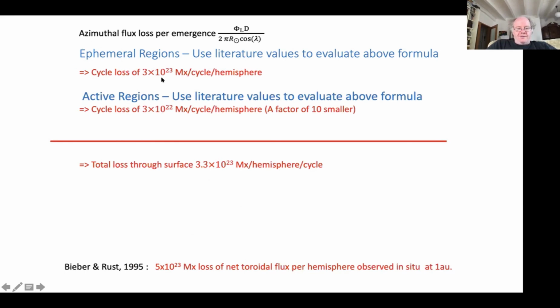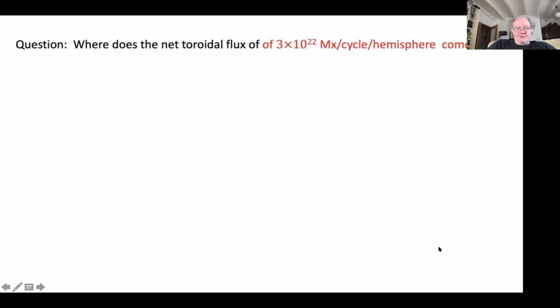So again, 3.3 times 10^23 Maxwells per cycle per hemisphere, from the remote sensing instruments looking at the surface of the sun and analyzed by lots of very patient people in the past. This compares reasonably well with the Bieber and Rust result of 5 times 10^23 Maxwells of toroidal flux per cycle. This was a 1 AU in situ measurement.